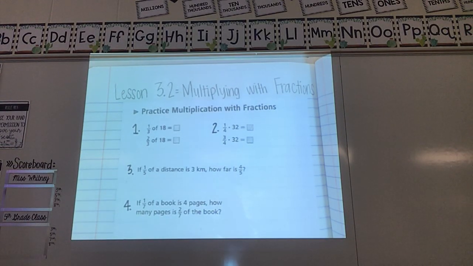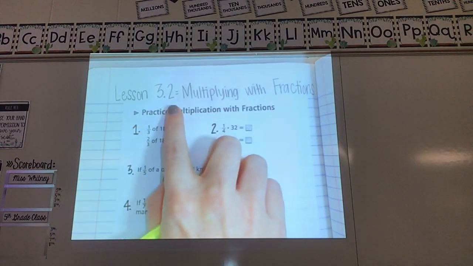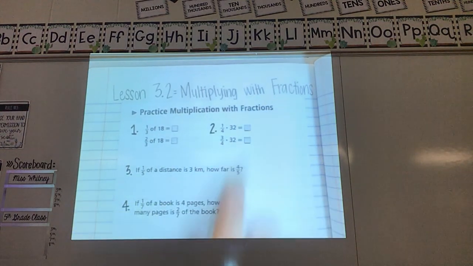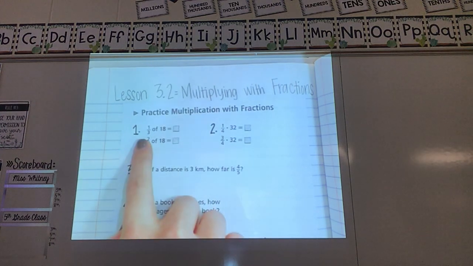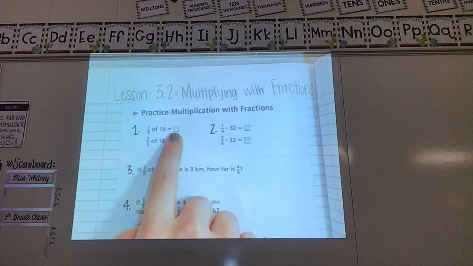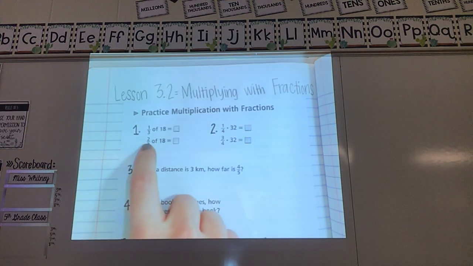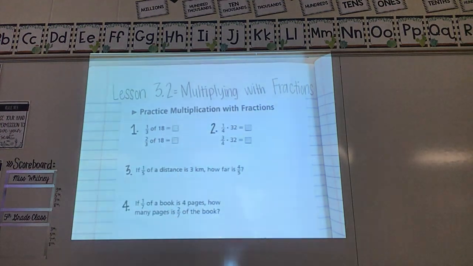Hello, fifth graders. Today's math lesson is lesson 3.2, and it is over multiplying with fractions. So we are still working on using a fraction multiplied by a whole number, kind of like we were last week, but it's going to get a little bit different today as our fractions aren't always going to have a 1 on the top. So let's look at our notes today, and then you'll be able to start your assignment.